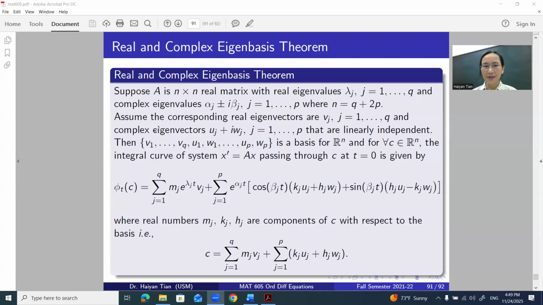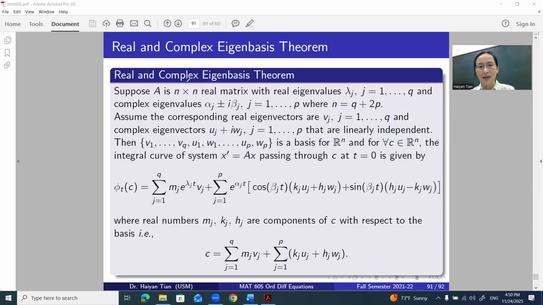So far, I have introduced the real eigenbasis theorem with the assumption that we have an n by n real-valued matrix, and we have n independent eigenvectors. In that case, we can easily represent a general solution for the homogeneous system.